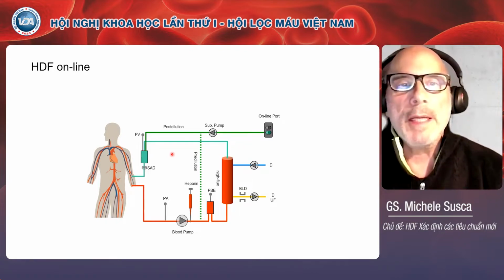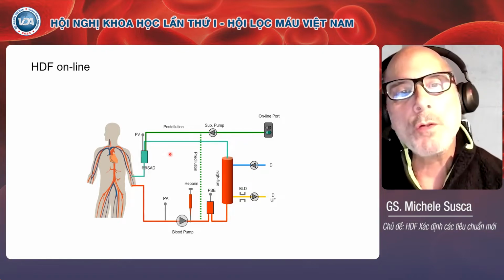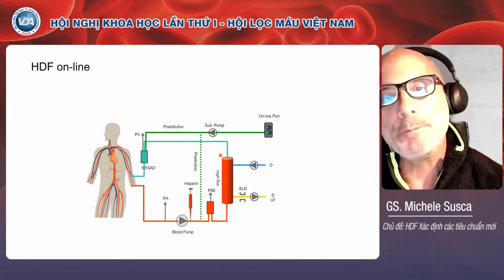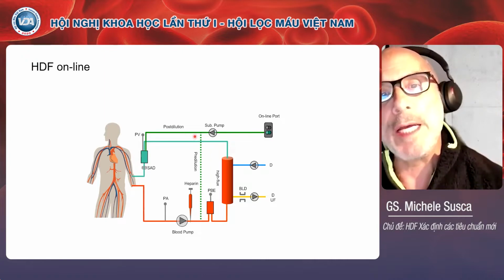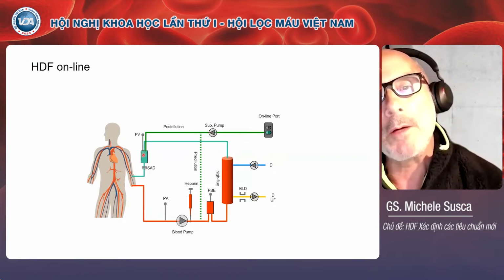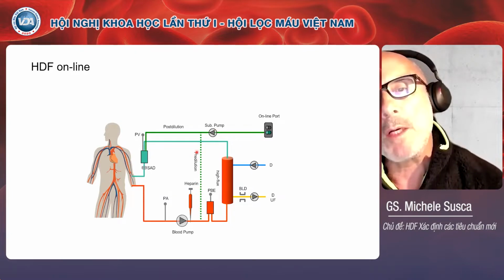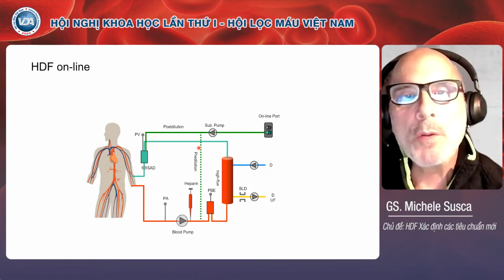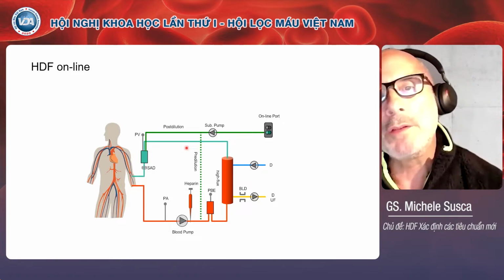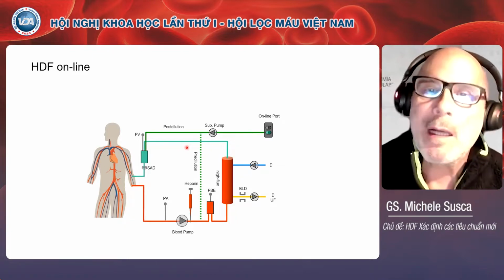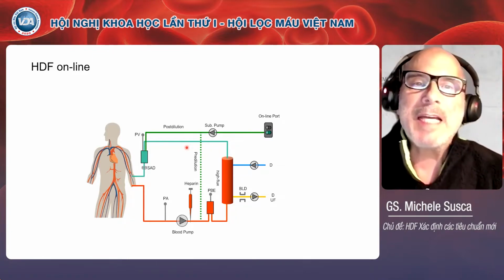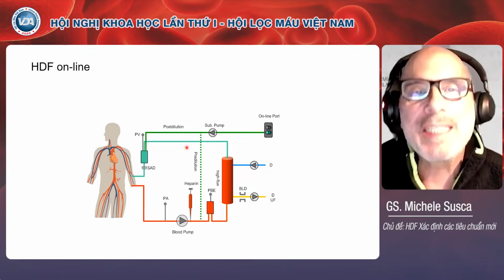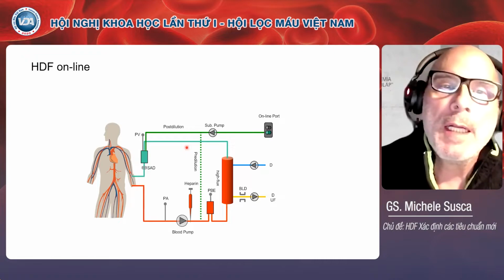Let me do one example. In post-dilution, we can connect this solution after the filter, like you can see it here, or we can connect it before the filter. Then we call it pre-dilution. Here we have to infuse a lot of fluid just to improve the convective clearance. For example, in post-dilution, we usually give around 4 or 5 liters per hour, around 20-25 liters in a 4 hour session. This is a lot of fluid, yeah?